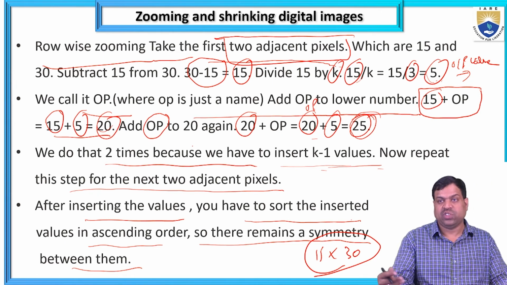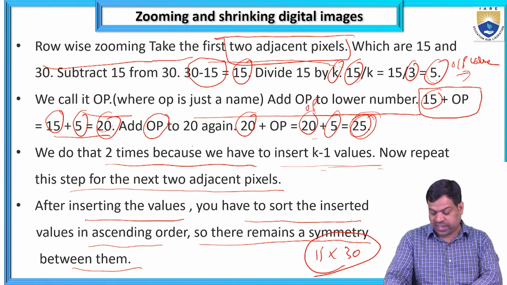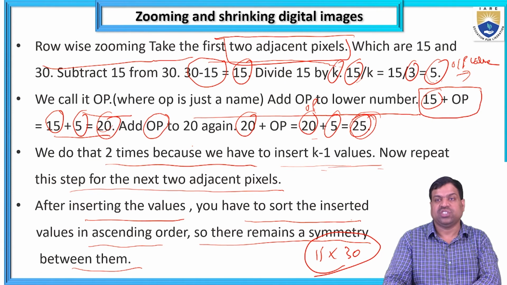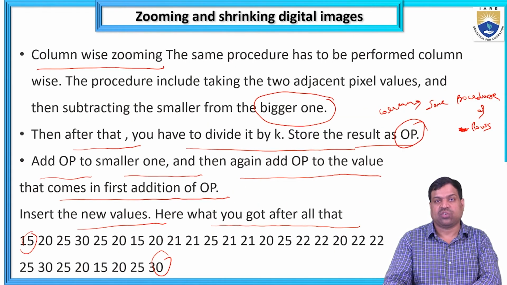So k minus 1 value is the next nearest value. So 2 adjacent means k minus 1. Next 2 adjacent means k and k minus 1. So like this, 4 adjacent and 2 adjacent pixels are there. It is a column, same process as the rows we are taking here.